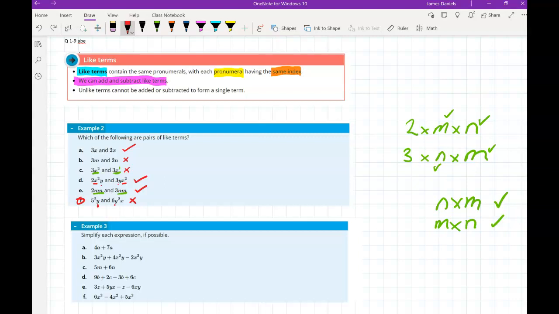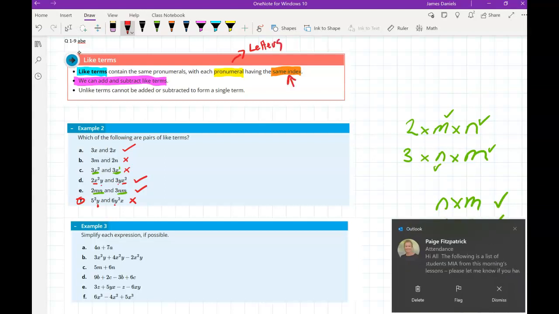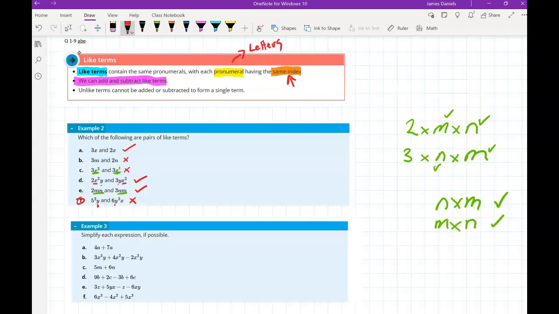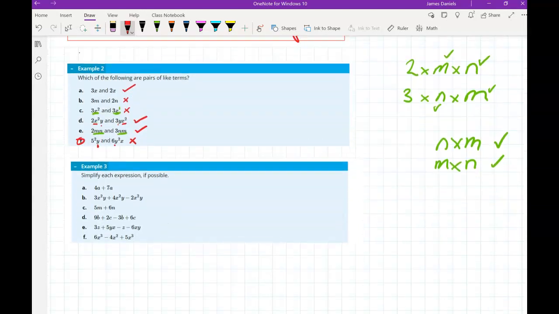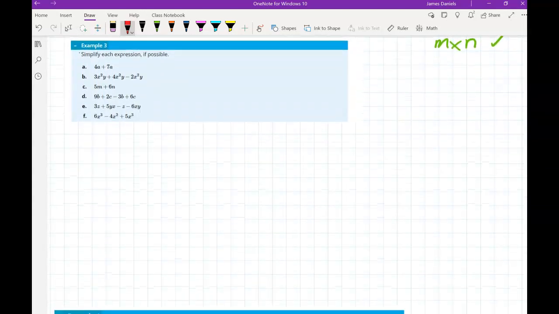So when we're looking for like terms, we must have the same pronumeral or letter, and we must have the same index, the power. So the key words here, think that's the letters or symbols, and this one is the powers. That's what we're looking for when we want to add or subtract like terms. Let's go down to example 3.